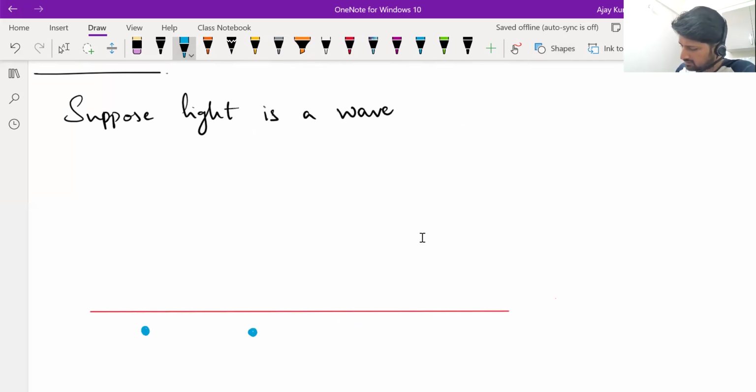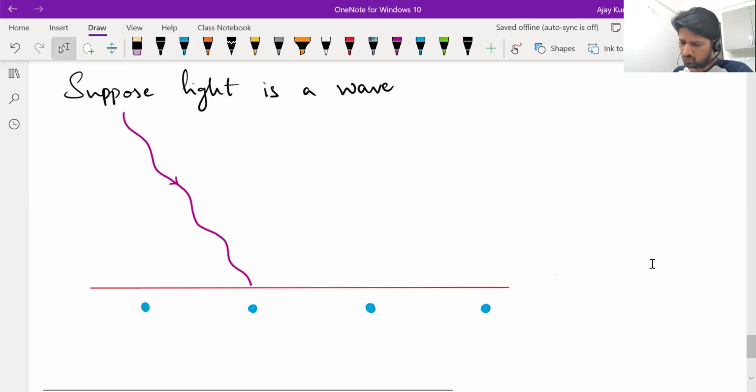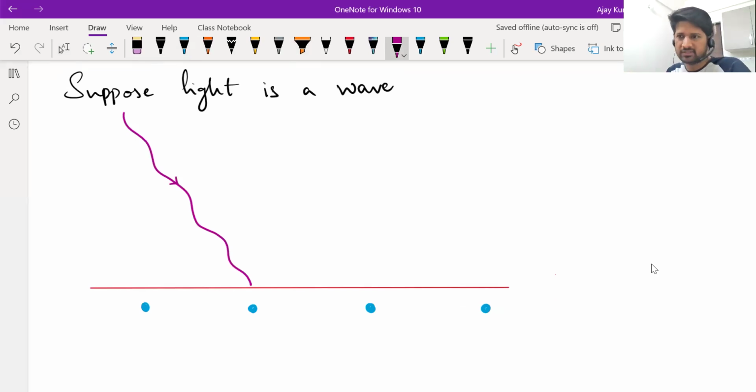These are free electrons on the metal surface. Let's say radiation is incident in the form of a wave. If light was actually a wave only, then irrespective of the frequency, see, if frequency is less, definitely the energy of radiation will be less, right?